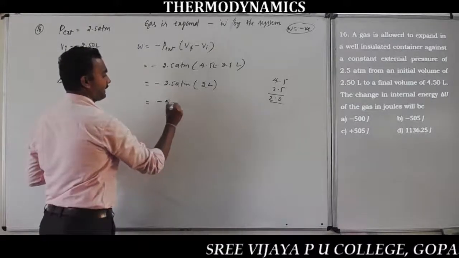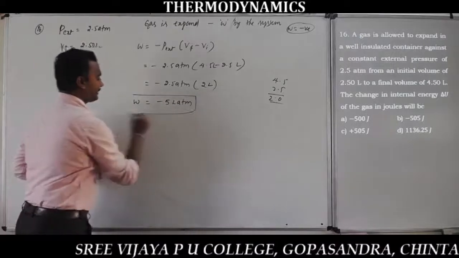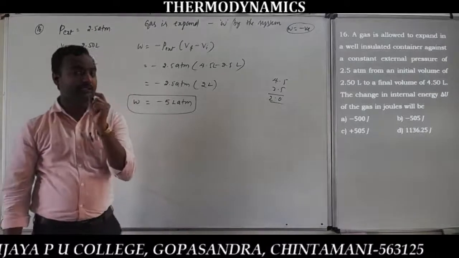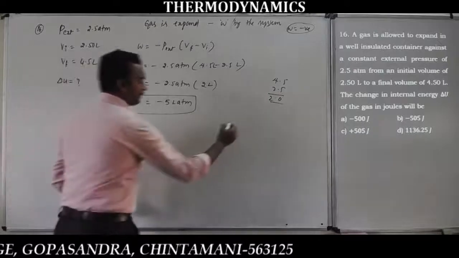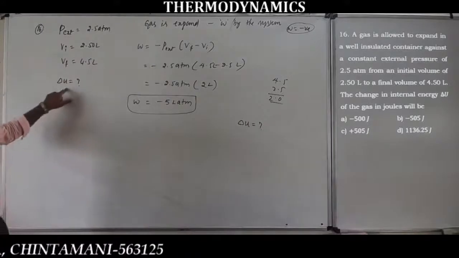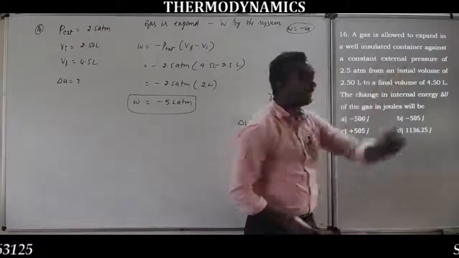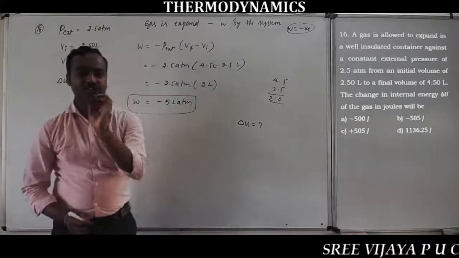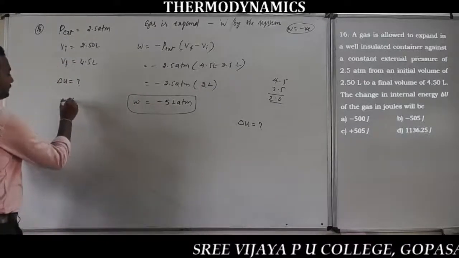That is minus 5 liter atmosphere, that is the value of work done. Remember, work done is negative, so negative means definitely the work done is work done by the system, that is, the gas expands. Our intention is to calculate delta U. Here I have given another condition, observe: if gas is allowed to expand in a well insulated container. When it is an insulated container, there is no exchange of heat, which is nothing but Q is equal to 0.